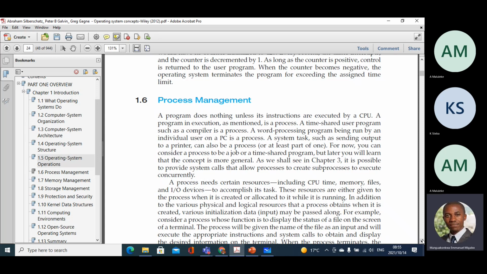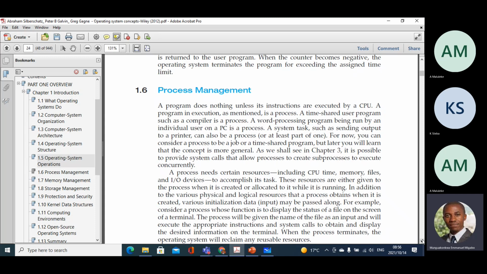But it also needs resources, and the allocation of resources to a process matters, because there is not just one process running on a computer. At any time, there are normally many. These processes are all competing for these resources, memory, IOs, etc. The allocation of resources to processes is normally managed by the operating system. Okay, so now the resources are either given to the process when it's created or allocated to it while it's running.